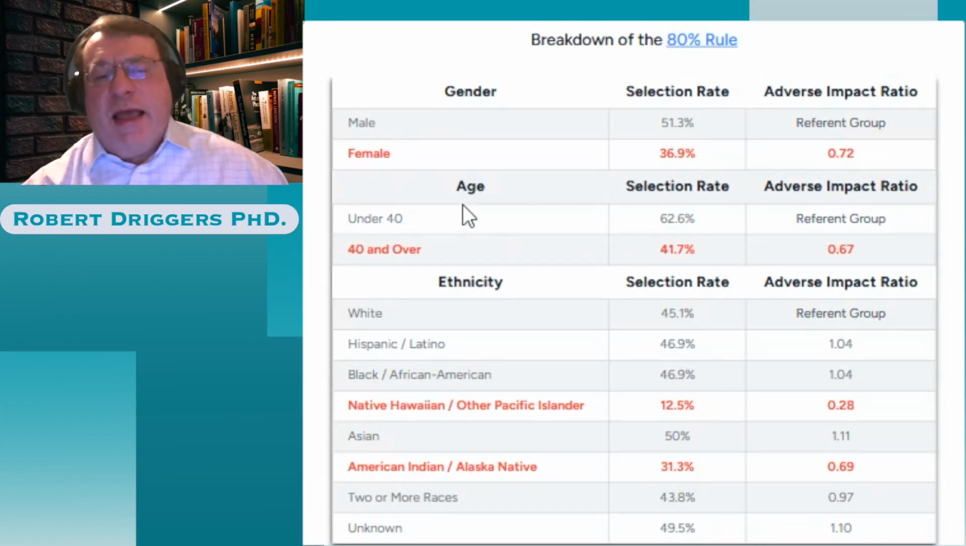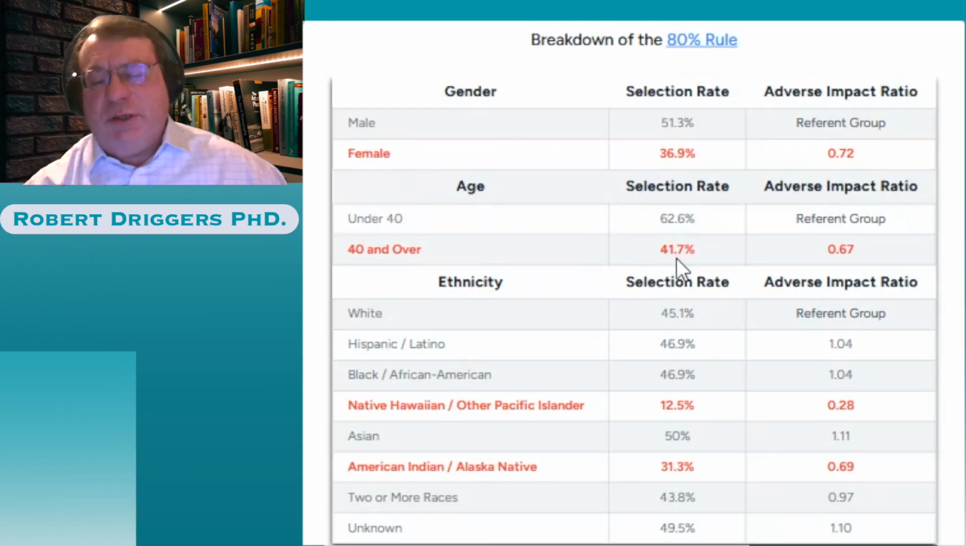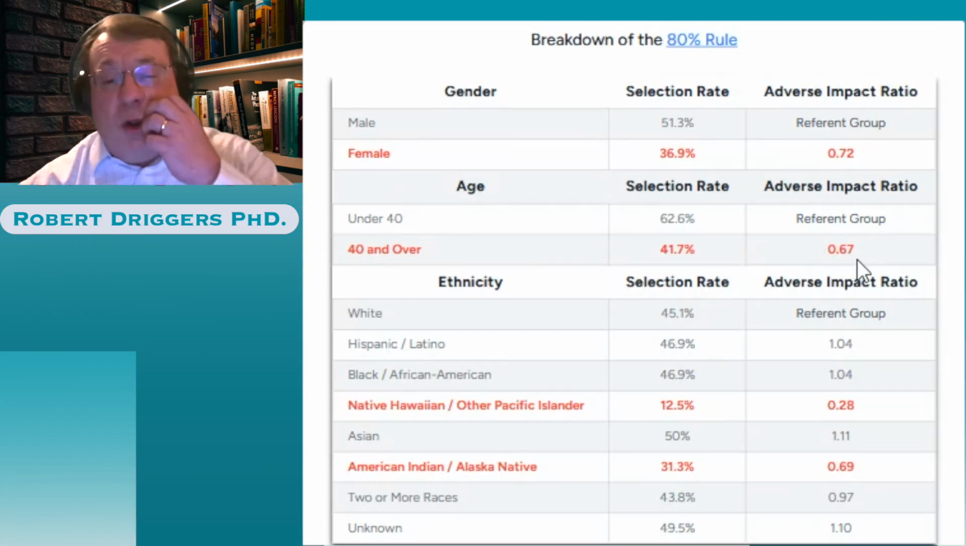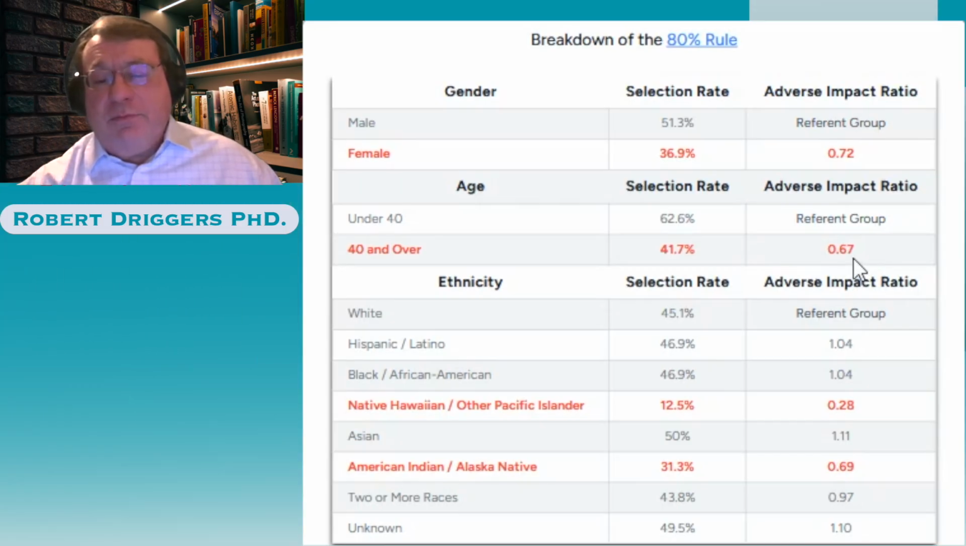The next group is age, and we've got them categorized as under 40 and 40 and over. In this instance, the non-protected class or the reference class, which is under 40, has a selection rate of 62.6%, while the 40 and over have a selection rate of 41.7%. As you compute the 80% rule as described above, you'll notice that the value is 0.67. This value is less than 0.8, therefore it's indicative of potential adverse impact.